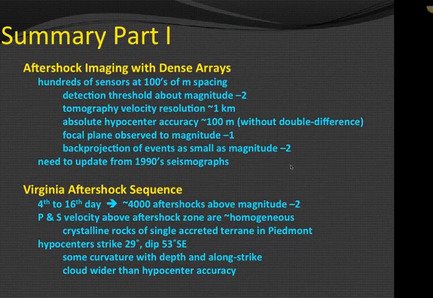So to summarize quickly my part of this talk, maybe I've gone a little bit too long. Aftershock imaging with dense arrays allows us, because of hundreds of sensors, to get a detection threshold that is below a signal to noise of 1, to get velocity resolution that is really dominated in this case by our line spacing, not our station spacing, to be about 1 kilometer, to get absolute hypocenter accuracy that is 100 meters without using double difference techniques. And I think we can get down to tens of meters if we have a grid of stations. Focal planes observed all the way down to 1-to-1 signal to noise, and back projecting events that are smaller than 1-to-1 signal to noise.